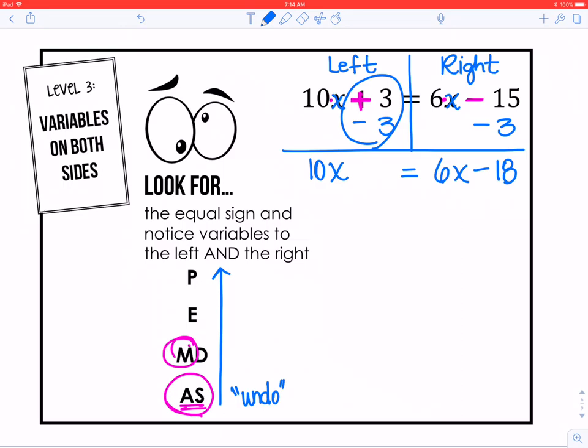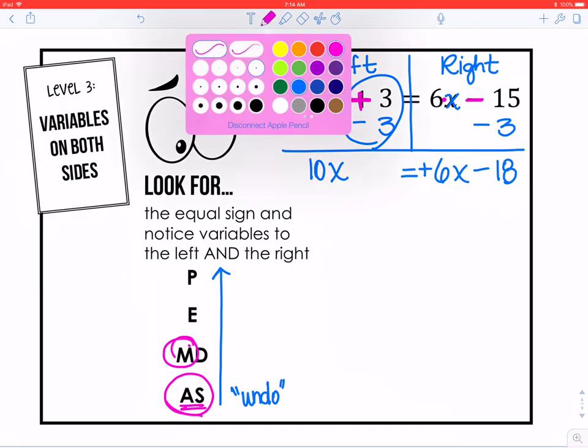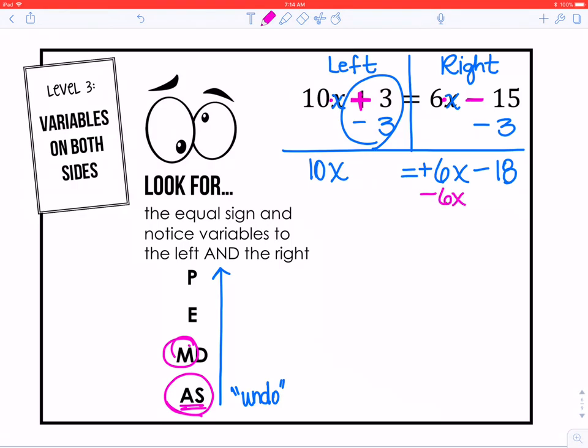So we're still cleaning up, looking to see what we have going. If I want my variables on the left side, and on the right side I have a 6x, you have to think about that. You know that this is a positive 6x. So it's like a 6x is being added to the negative 18. And how do we undo addition? Inverse operation is subtraction. So subtract 6x, subtract 6x.